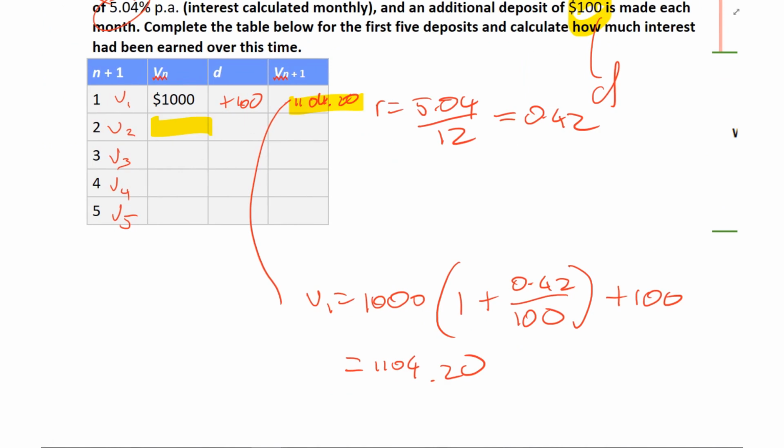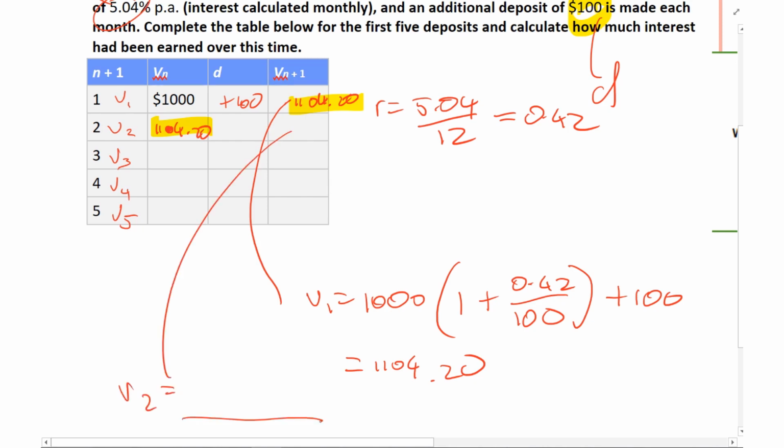All right. So then V2, I take that value and put that value there. So in this case, it's going to be 1104.20. Okay. And then I'm going to do the same thing here. I'm going to go V2 equals all that stuff plus 100, and that'll give another value. Now, I could go all through them, but that's just using up time. But that's the process. You're going to use this value where it says Vn. You do your calculation, add 100 to it, you'll get the V(n+1).